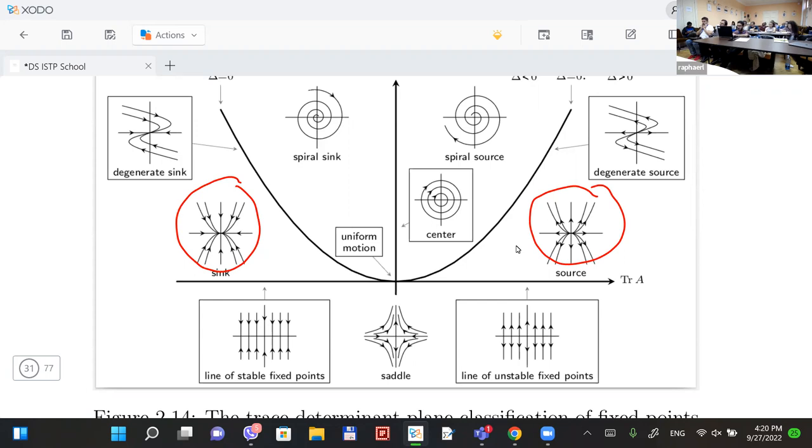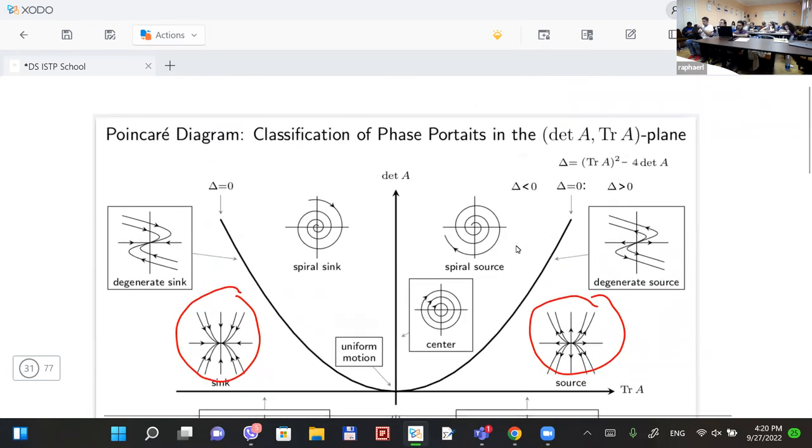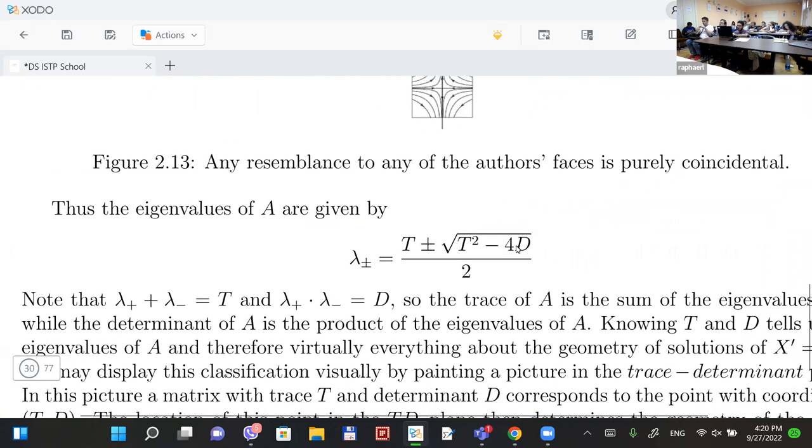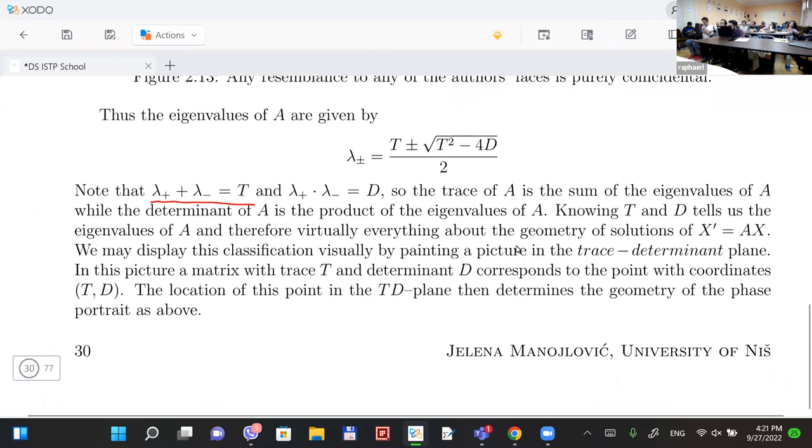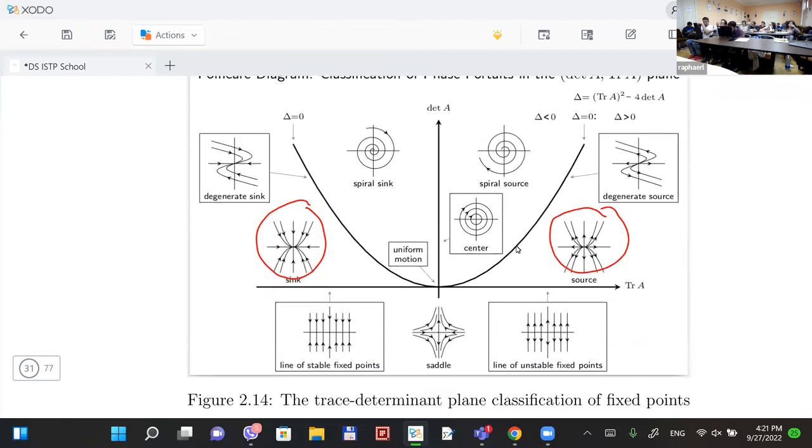If the trace is negative, this means that, okay, it's easy, because from Vieta's rules, the sum of the two eigenvalues is the trace and the product is the determinant. So this gives us a conclusion about the signs of the eigenvalues. If you are below the parabola and on the left, so the trace of the matrix is negative, you have the stable node.